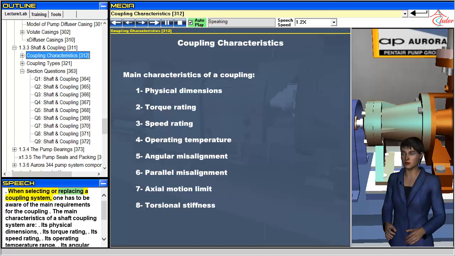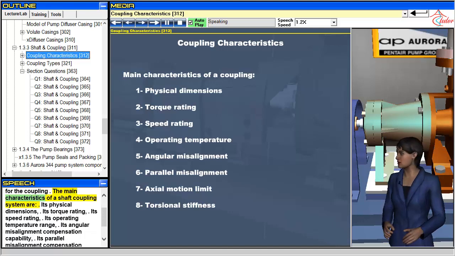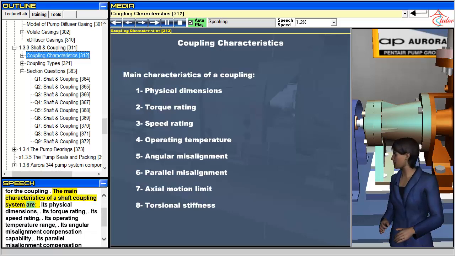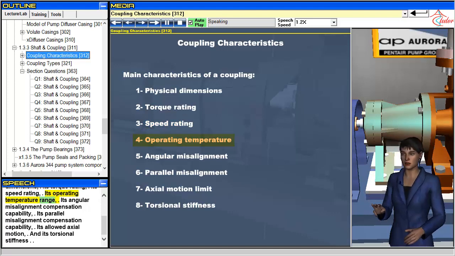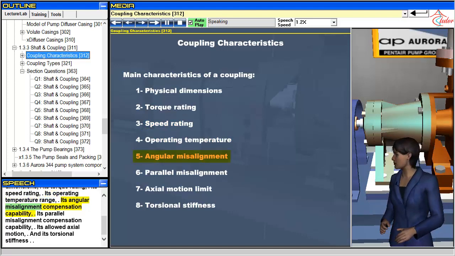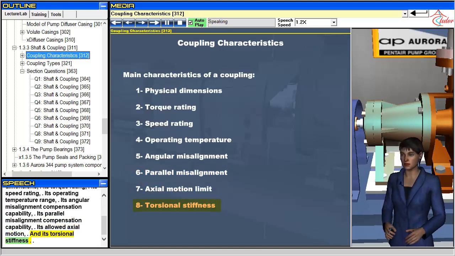When selecting or replacing a coupling system, one has to be aware of the main requirements for the coupling. The main characteristics of a shaft coupling system are its physical dimensions, its torque rating, its speed rating, its operating temperature range, its angular misalignment compensation capability, its parallel misalignment compensation capability, its allowed axial motion, and its torsional stiffness.